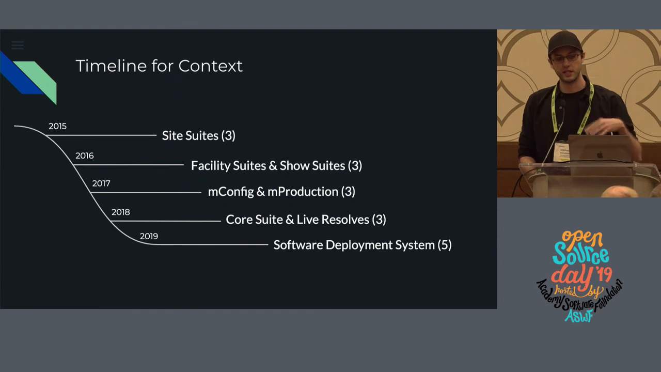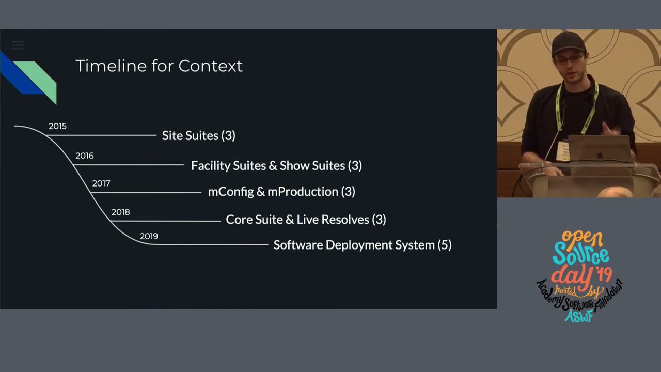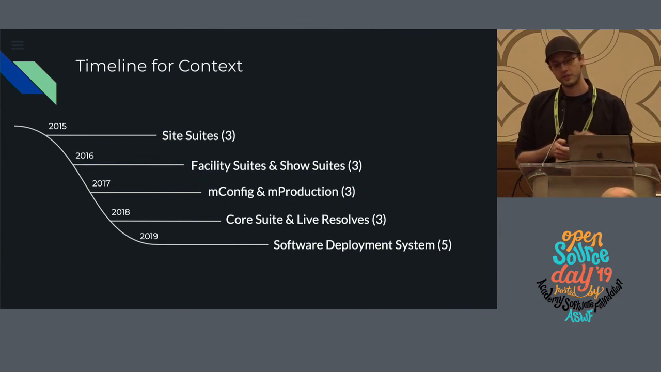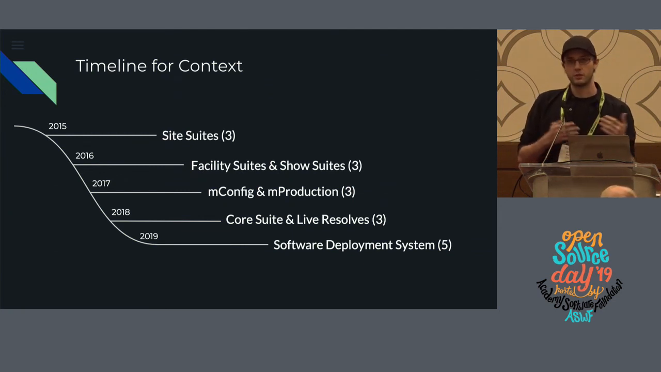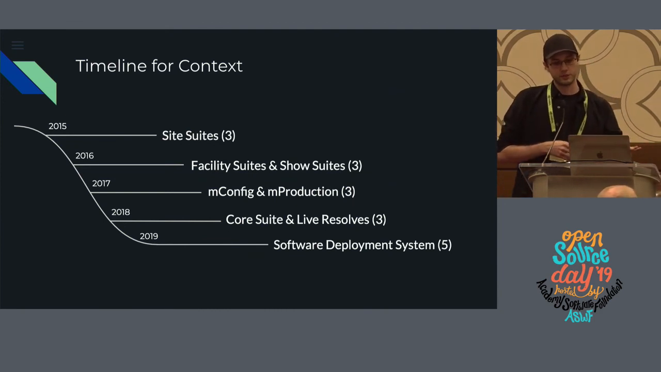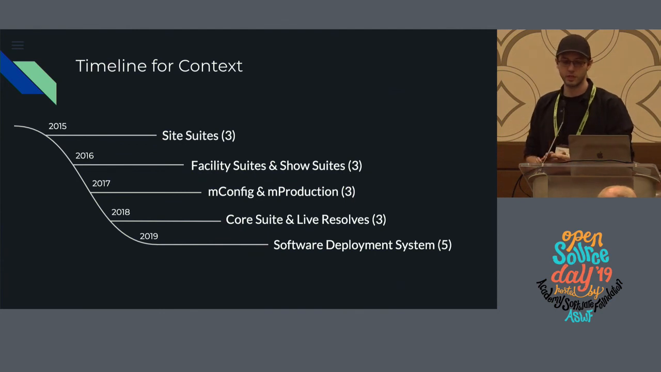Up to 2015 and prior, we used a system of site suites where every single suite basically had a folder of context that would get up-versioned constantly. Somewhere around 15 to 16 in that range, we got to a point where it became obvious we needed to have show suites on top of site suites so that a show could override a specific tool set. And then what I'm going to talk about a little bit in more detail soon is something we've cobbled together called mconfig and mproduction, and that's got some implications down the line.